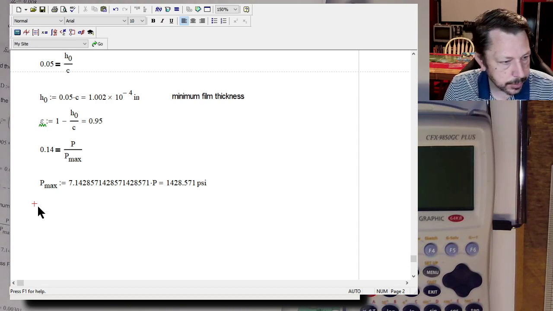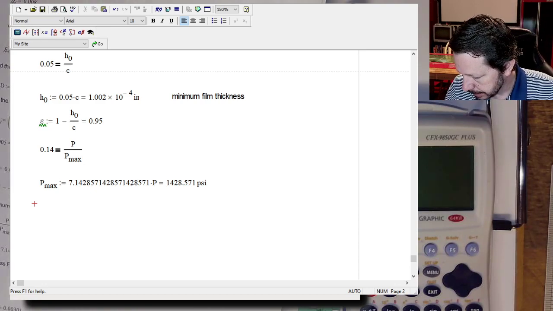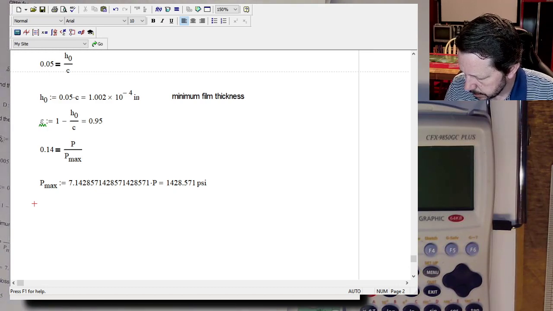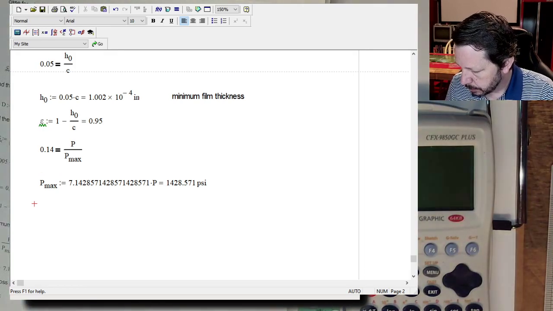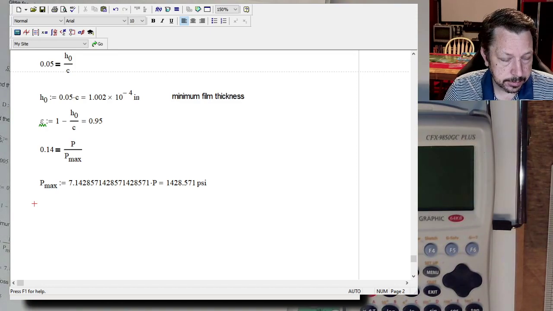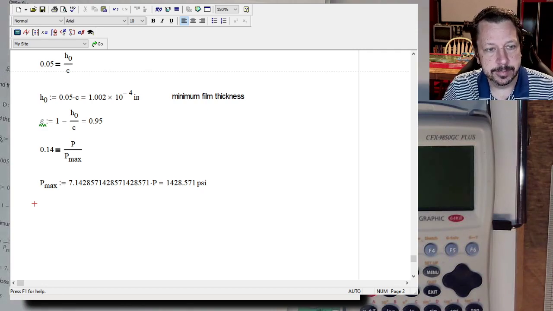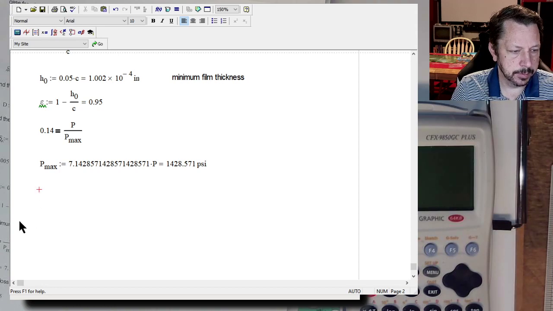We could find, there's one of these charts, I believe, that gives us the location of that Pmax also. Again, we don't really need that. What I want to do instead, now that we have the maximum pressure and the minimum film thickness, is find the power loss in this thing. So how much power are we losing? We didn't actually calculate how much power we're putting in, but I guess you could.